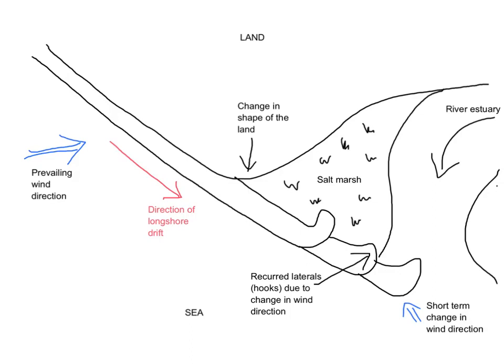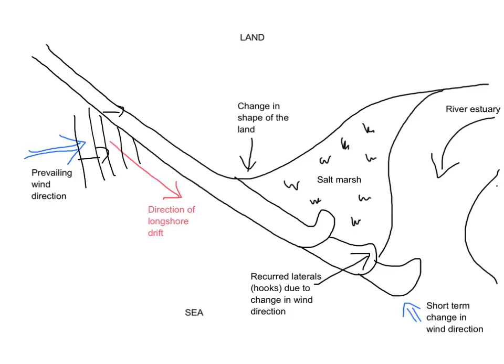approaching the shore at an oblique angle, an angle to the shore, and therefore the waves approach the shore like this, at an angle in the same direction in which the prevailing wind is coming from. As a result, the waves carry material up the beach in the form of swash at the same oblique angle.